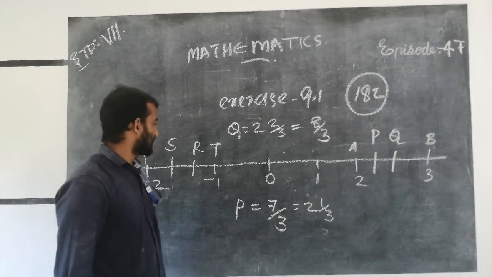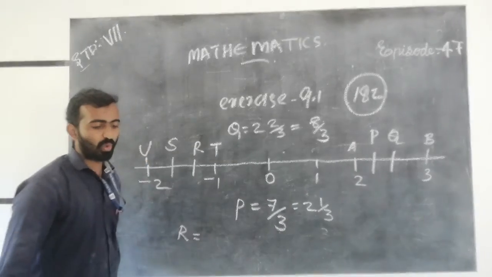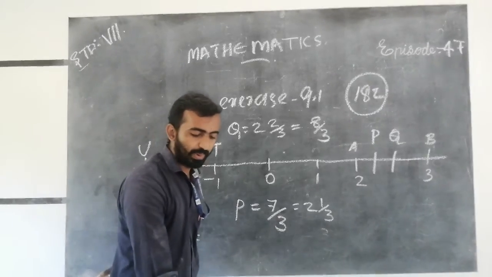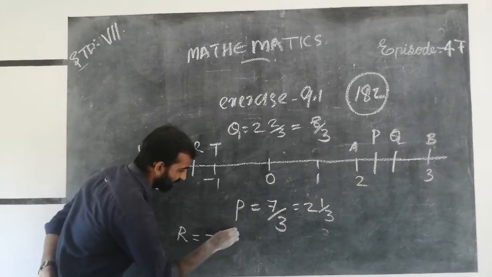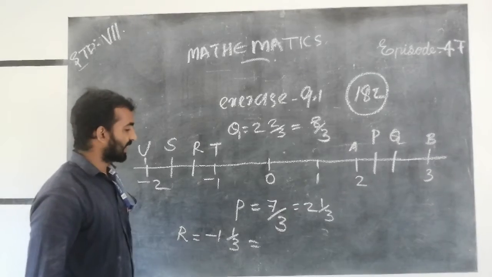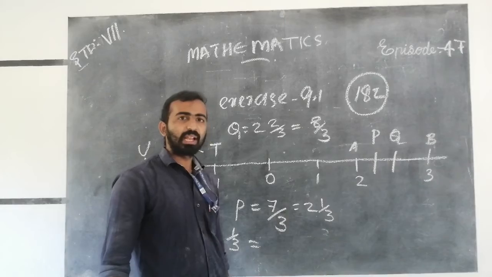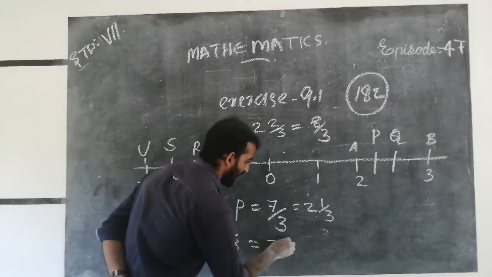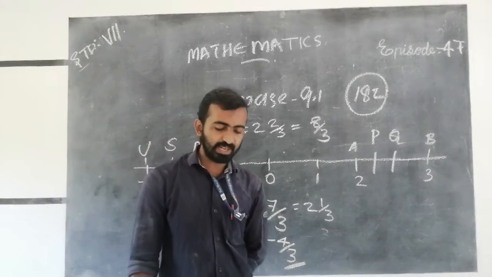And next, what is R? R equal to what do we get? Negative 1 and 1 by 3. Is it? Negative 1 and 1 by 3. That is negative, what do we get? Negative 1 and 1 by 3. Then we get negative 4 by 3. Is it? Yes. That is the rational number.